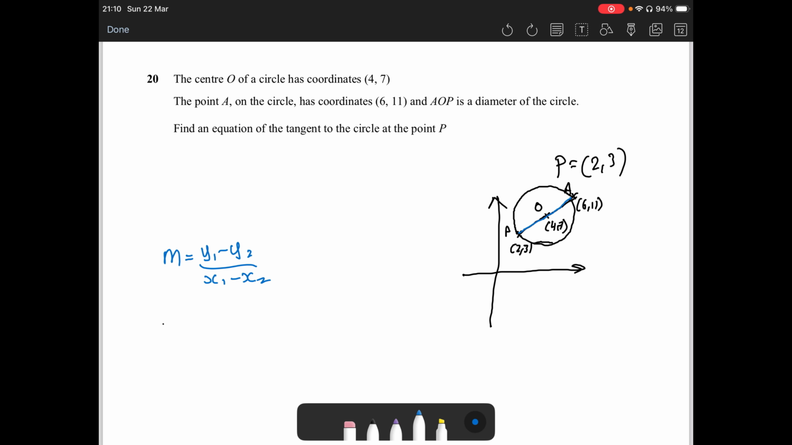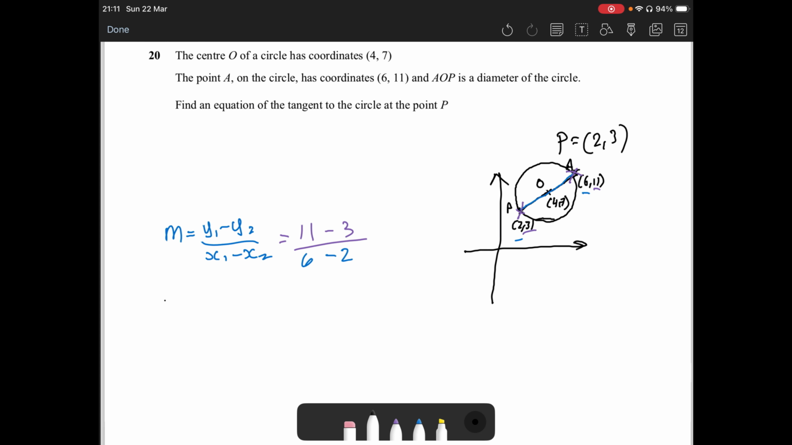So it doesn't actually matter which pair we choose. Don't choose all 3, we only need 2. I'm going to go with A and P, why not? You should get the same gradient no matter what 2 pairs of coordinates you get. So look, I'm going to do 11 take away 3, followed by 6 take away 2. Simplify this, 8 divided by 4, or 2. That's a nice gradient, isn't it?